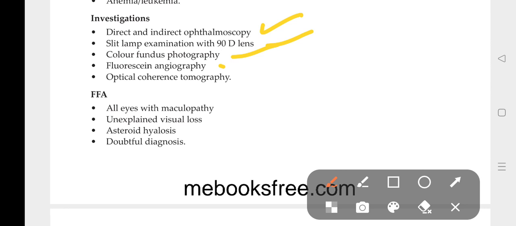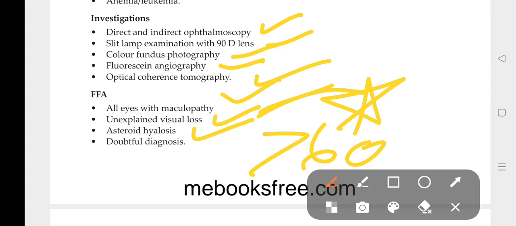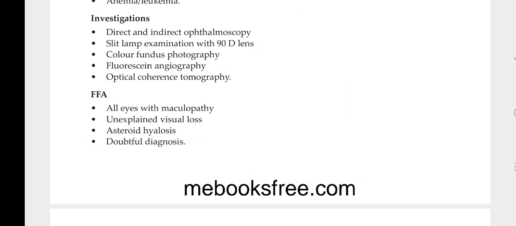On fundus fluorescein angiography, you will see all eyes with maculopathy, unexplained visual loss, and asteroid hyalosis. What is asteroid hyalosis? It is a degenerative change in the vitreous, with star-shaped opacities floating in the vitreous. This is seen in people older than 60 years. Next is doubtful diagnosis.